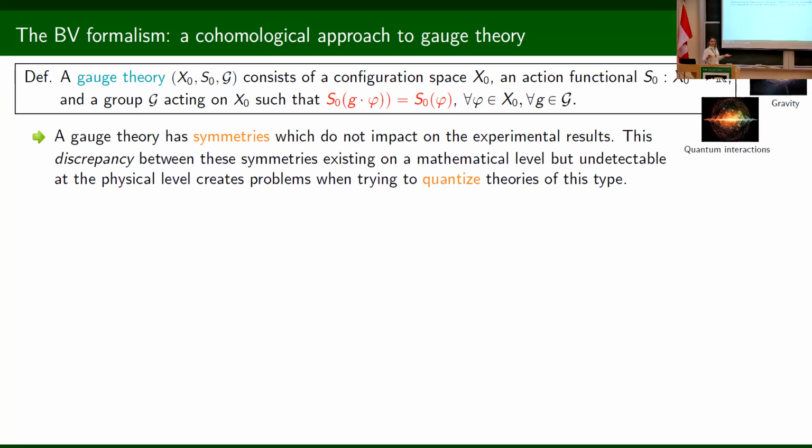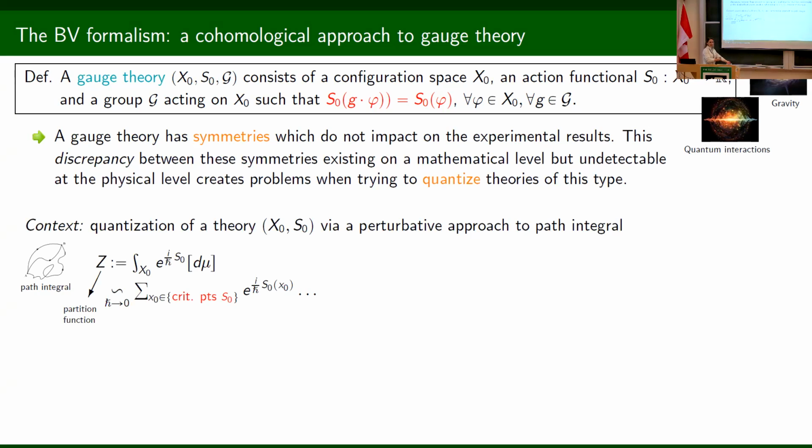So more or less what I'm describing to you is just a physical theory with some kind of symmetry. The problem is that when we have these symmetries, mathematical symmetries but not physical symmetries, problems appear when we try to quantize them. This is the context where the BV formalism was first developed. Consider computing the path integral, or the partition function, of your theory.